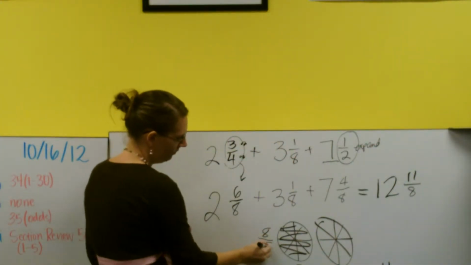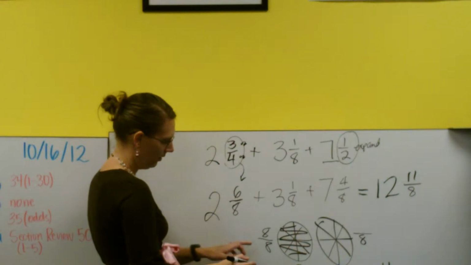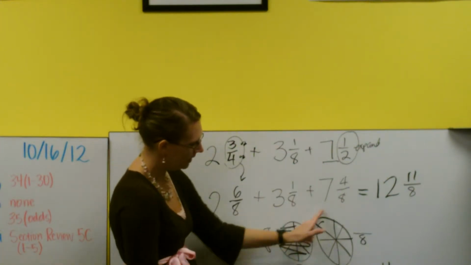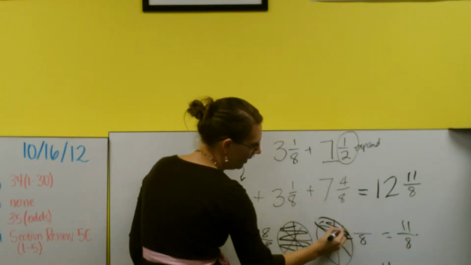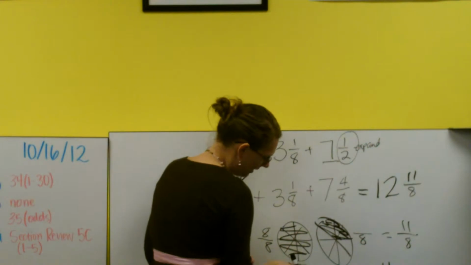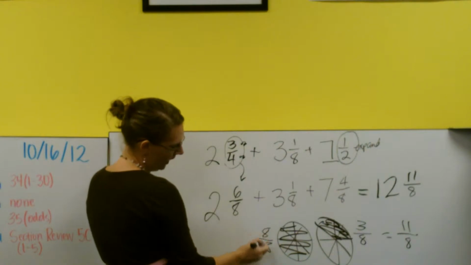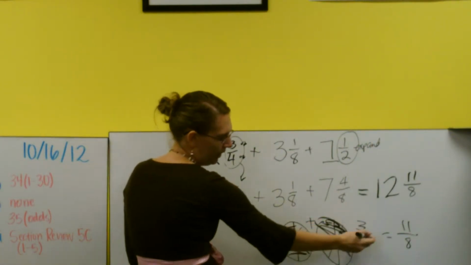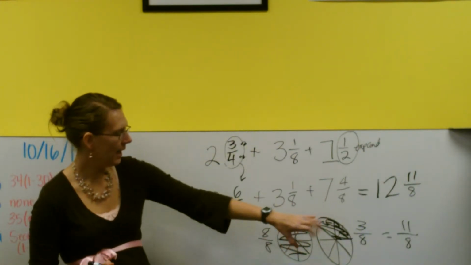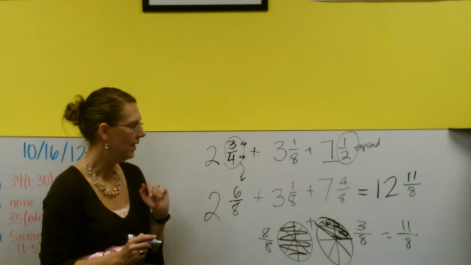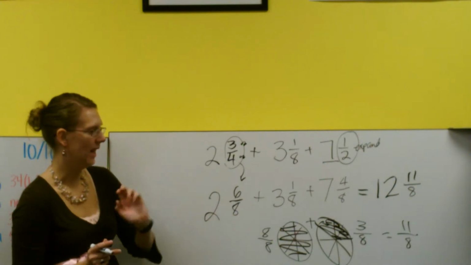Who's up next? I think it's Demar. How many slices do I have here if I have a total of 11 over 8? Good. 3 slices filled in, right? So if I have 3 slices filled in, I can break that fraction up into 8 over 8 plus 3 over 8 to get me 11 over 8, right? So, Jamaica, how many wholes can I pull out of 11 over 8 to add to my 12? How many whole pizzas do we have in 11 over 8?